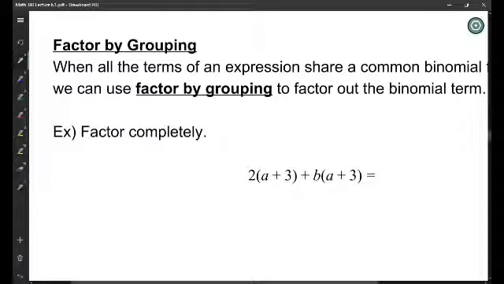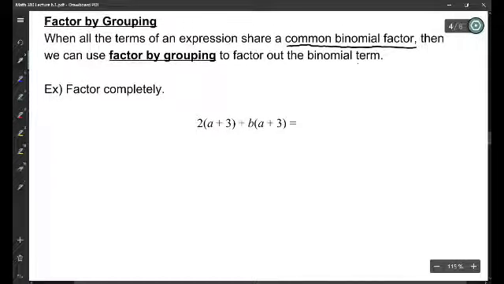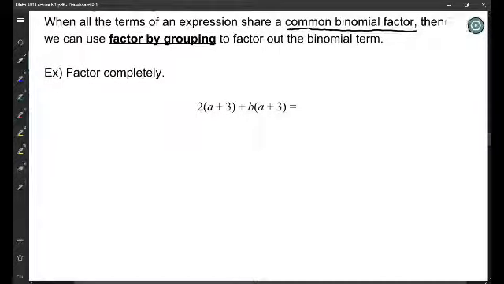Factor by grouping. When all of the terms of an expression share a common binomial factor, we're no longer talking about factoring out monomials, we're talking about factoring out binomials. In that case, we can use factor by grouping to factor out that common binomial term. So let's factor this completely.